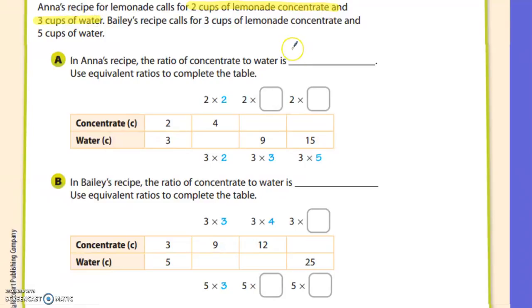You could write it as 2 to 3, or you could write it as a fraction where we write it as 2 over 3. And the only reason why a fraction works better is because if you kind of imagine that in the form of a table, that actually exists right here.